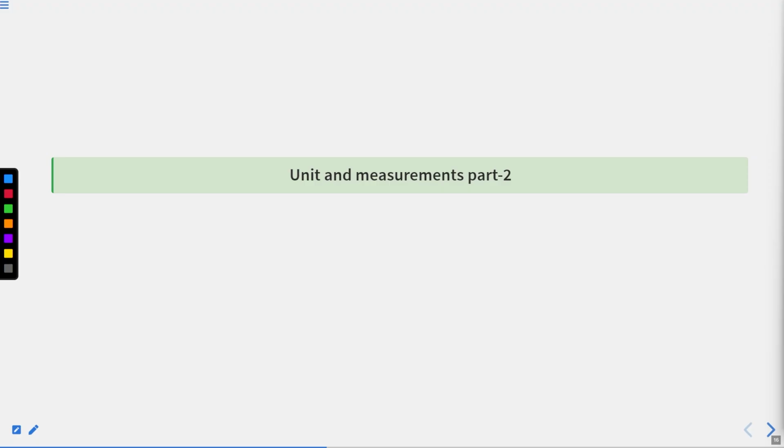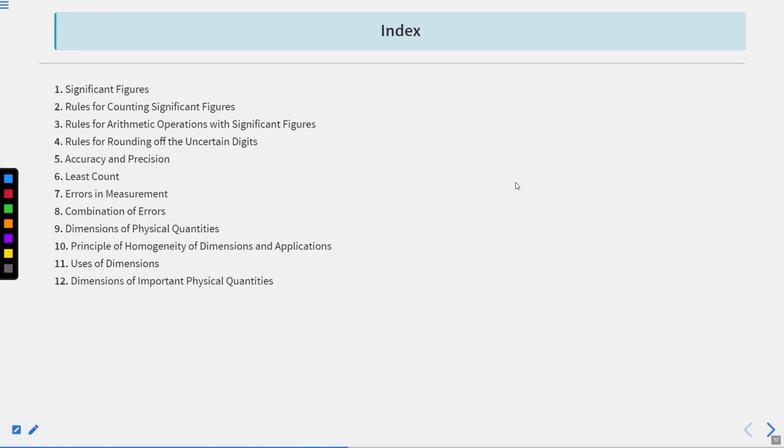Hello students, in today's lecture we will learn units and measurements part 2. In today's lecture we will learn these topics: significant figures, rules for counting significant figures, rules for arithmetic operations with significant figures, rules for rounding off the uncertain digits.